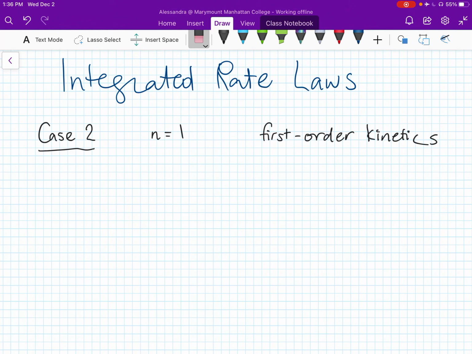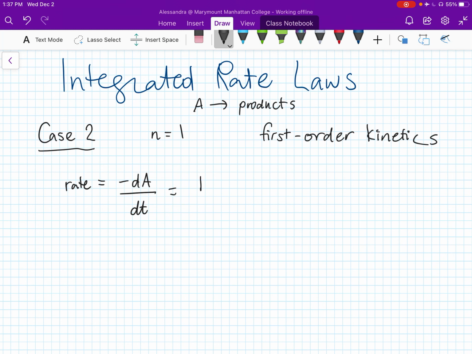So now let's discuss the second case, or let's derive an integrated rate law for the second case when we have n equals 1. That is to say, first order kinetics. So just to remind you what we're doing, we're figuring out the rate of a situation where we have reactant A. So the governing reaction here is A going to products. So we're really interested in how the concentration of reactant A changes with time. So we're going to lose some of reactant A as time goes on.